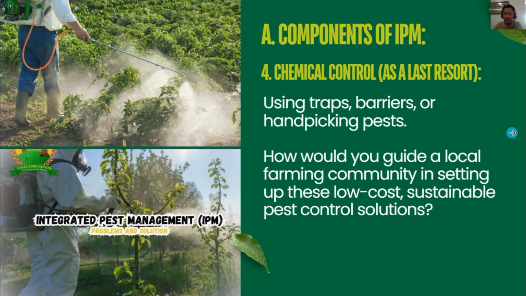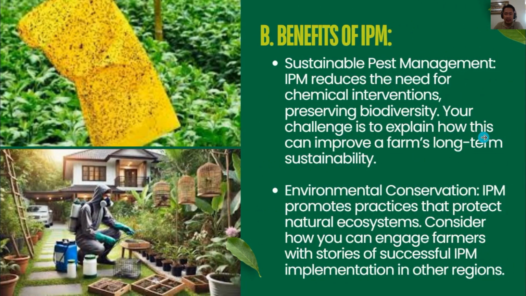Okay, so let's proceed to the benefits of IPM. Sustainable pest management reduces the need for chemical interventions. And, you know, these chemical pesticides cause a harmful effect on our environment. It's a long-term effect. And by using IPM, we are able to preserve our biodiversity.